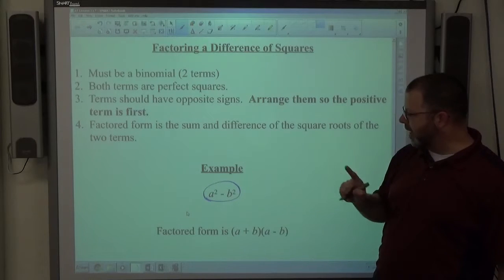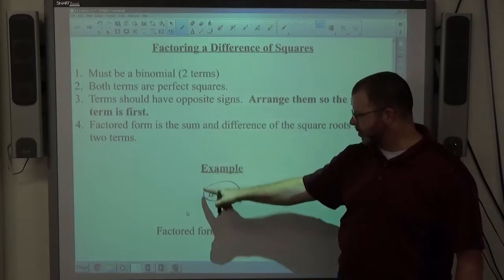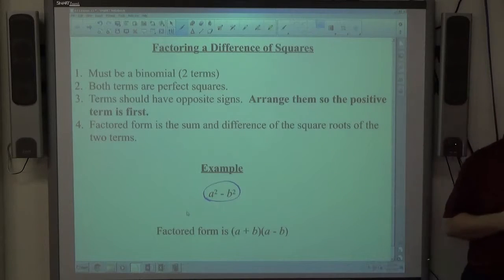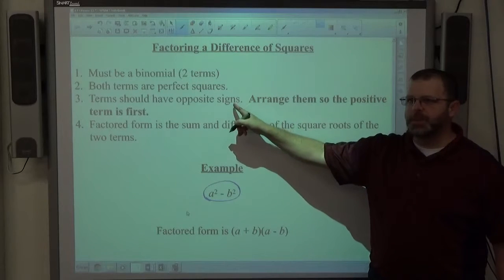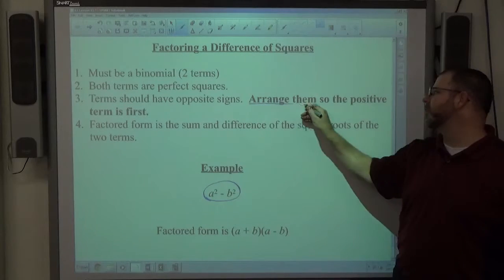Notice it's a binomial, two terms. Both terms are perfect squares. Something squared, something squared. Letters squared are pretty easy. Anything to a power that's even. X to the 4th is a square, x to the 88th is a square, x to the 144th is a square, any even power. And then, of course, numbers themselves that are squares: 1, 4, 9, 16, 25, 36, and so on.